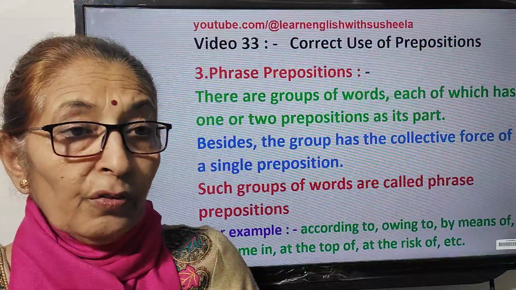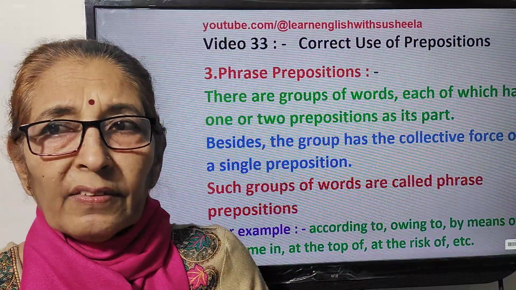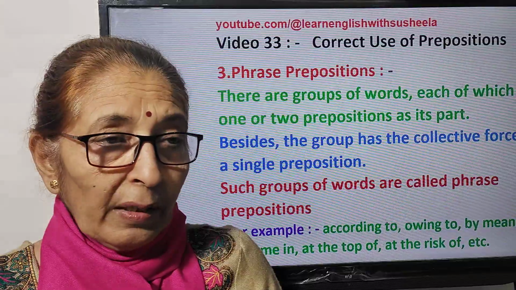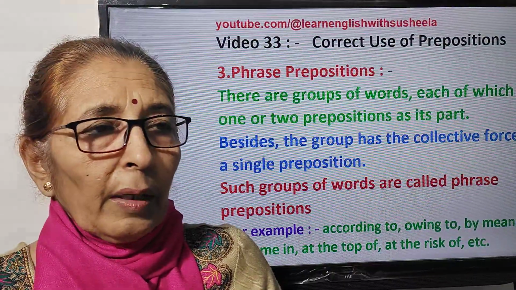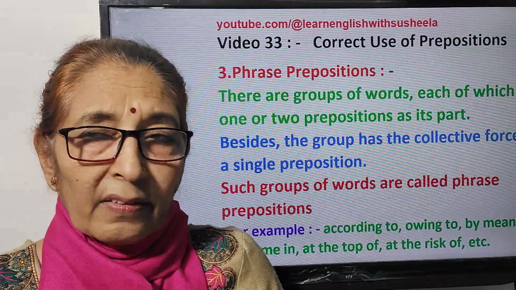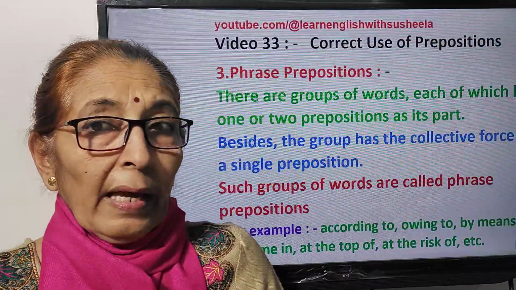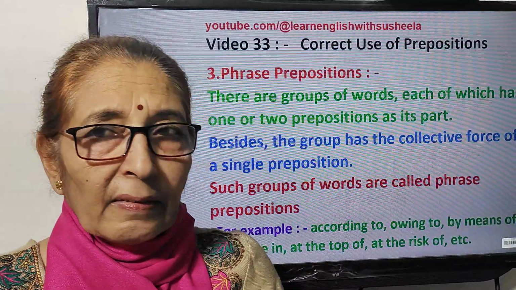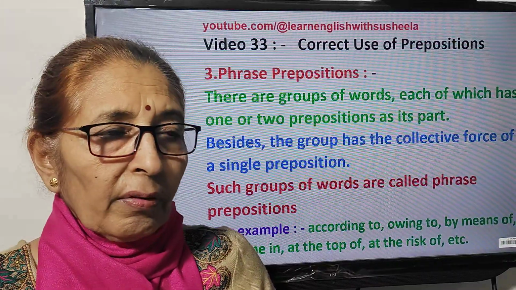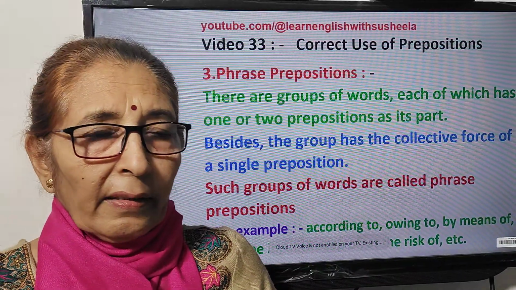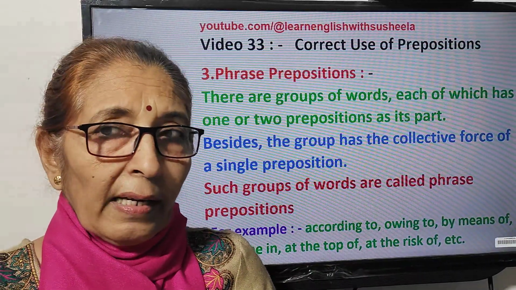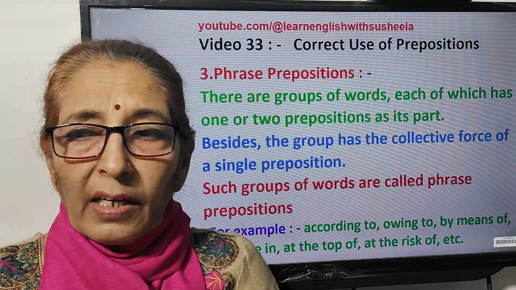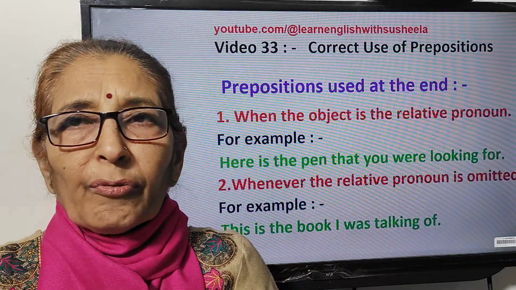Next, owing to means due to. Owing to illness, he retired from his business. By means of means by way of. There we can say, by means of rope ladders, they scaled the wall. At home in: they are at home in mathematics. Next, at the top of: the shepherd cried at the top of his voice for help. Next, at the risk of: I saved the drowning child at the risk of my life.